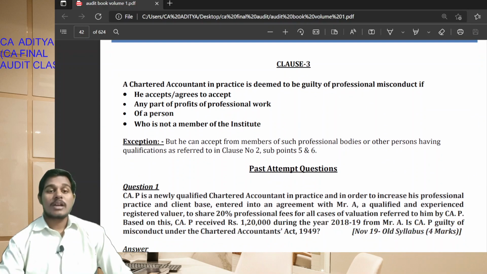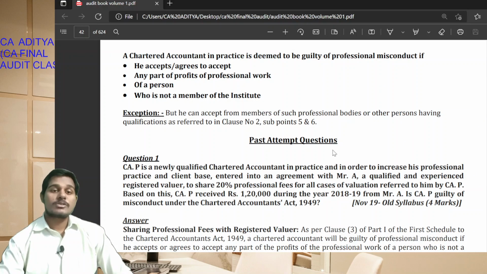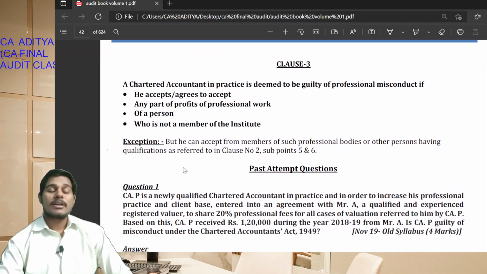See students, clause 3 of part 1 of first schedule to the Chartered Accountants Act. A chartered accountant will be guilty of professional misconduct if he accepts or agrees to accept any profits of the professional work of a person who is not a member of the institute. But it will not be professional misconduct if he receives profits from a member of the institute or a member of a prescribed body, that is a prescribed professional body, or having a prescribed qualification. Then he will not be guilty of professional misconduct.